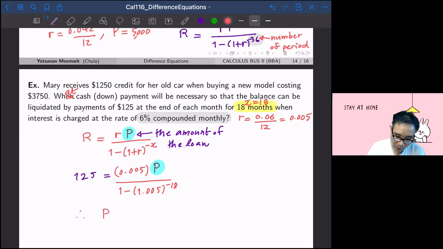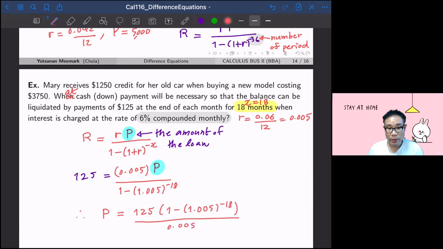So your P, which is the amount of your loan, turns out to be 125 times 1 minus 1.005 to the negative 18, over 0.005. This will be the amount of P that you need to loan, the amount of money that you have.